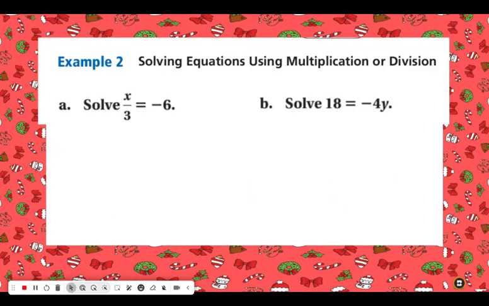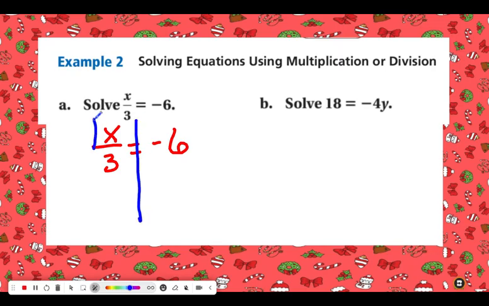Okay, so in the first example, we are going to solve for x. We always do the inverse operation. So let me rewrite the problem. So it's x divided by 3 equals negative 6. I'm going to split the equation at the equal sign. I'm going to box out the variable. That's the side I'm working on.